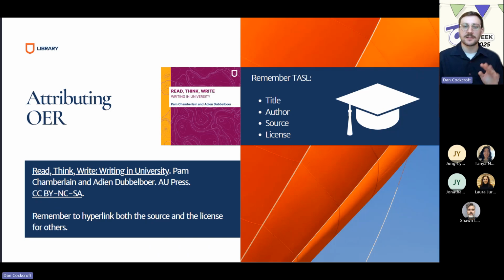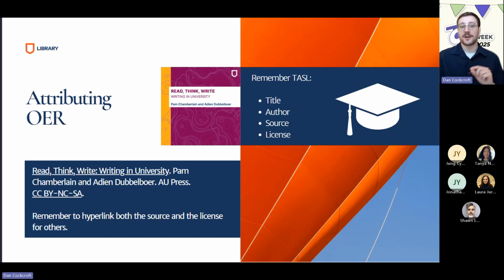I have an image here of Read, Think, Write: Writing in University. This was one of our first OER published titles through the OER Publishing Support Program. And it can be cited like this. So you have the title, Read, Think, Write: Writing in University. Then you have the author. And the source is a press. And then you have the license terms.